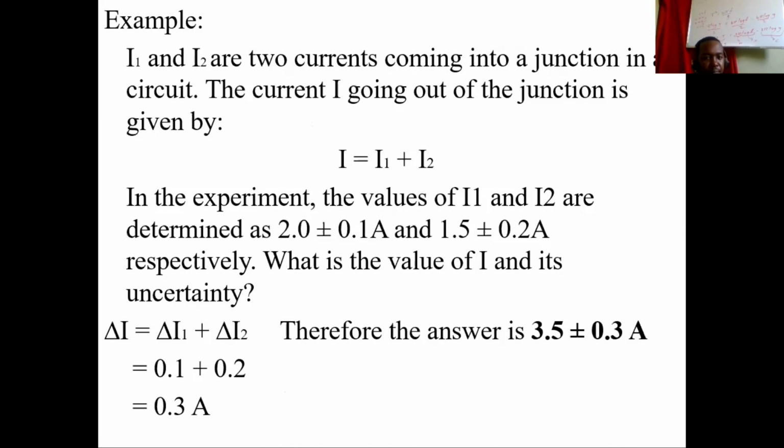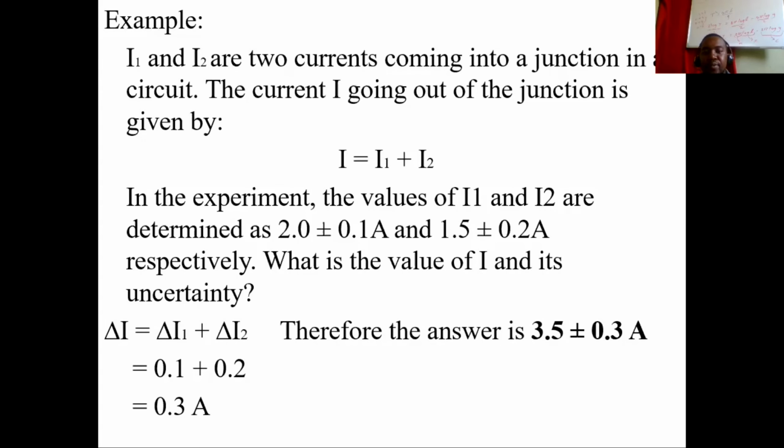So for example, if we have a current I1 and I2 going into a junction in a circuit, the current I going out of the junction is equal to the two currents added together, right? So we have I1 and I2. I1 is 2.0 plus or minus 0.1 amps, I2 is 1.5 plus or minus 0.2 amps. What is the value of I and its uncertainty?